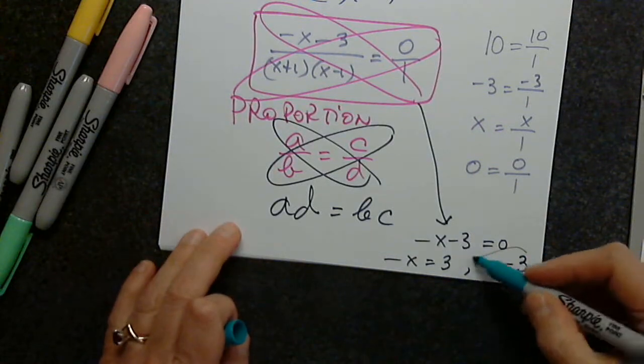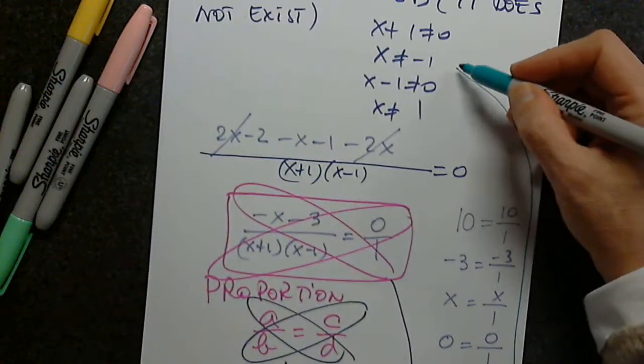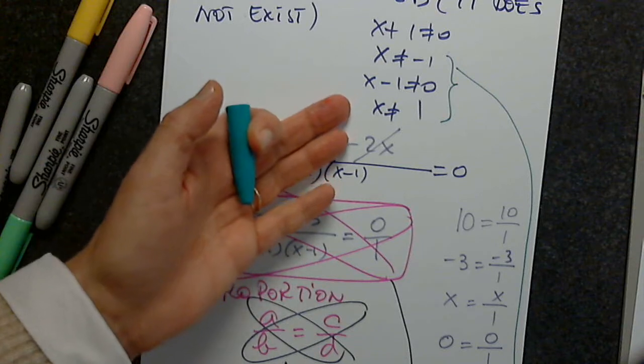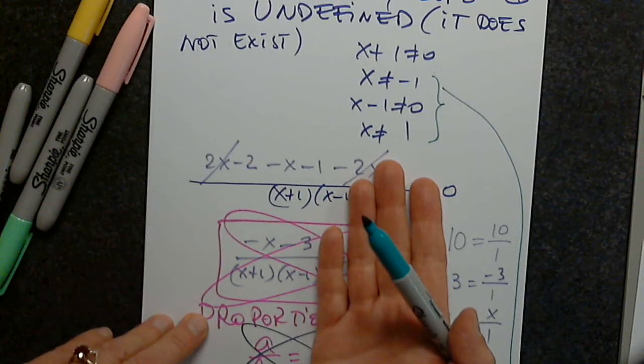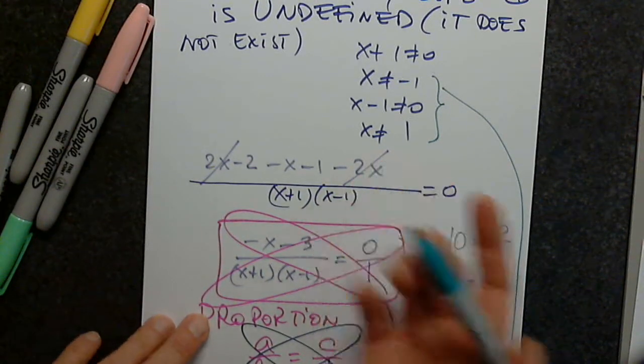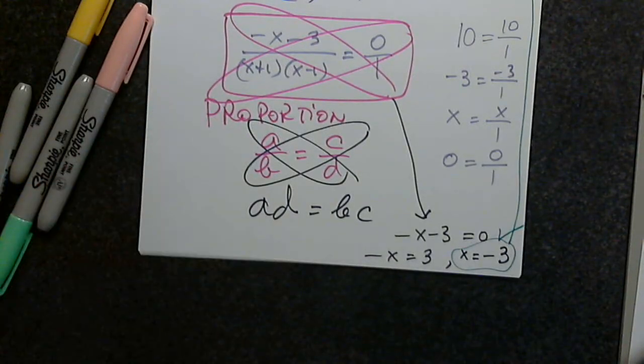My first thought is to go and check among the restrictions. Is -3 in the restrictions list? No. So this must be the correct solution.